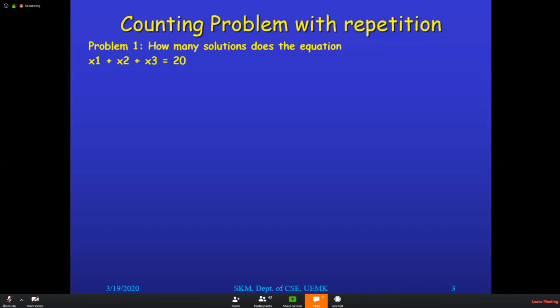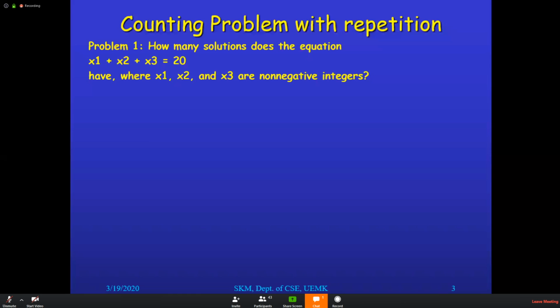How many solutions does the equation x1 plus x2 plus x3 equals 20 have, where x1, x2, x3 are non-negative integers? Fine. So this is the question. How many solutions of this problem are there? What type of problem is this one? A problem based on combination or permutation with repetition? Any idea from your side? Combinations. Okay, so definitely you have your own logic. Can you tell me which logic you are using to say this is a problem based on combination?